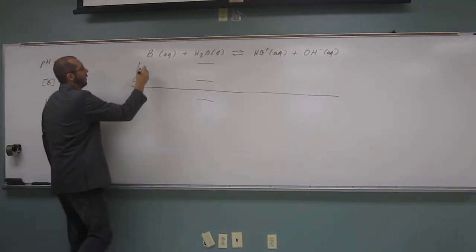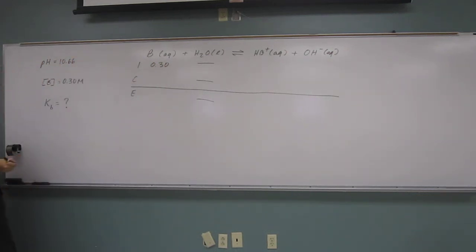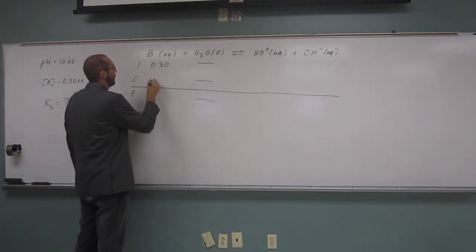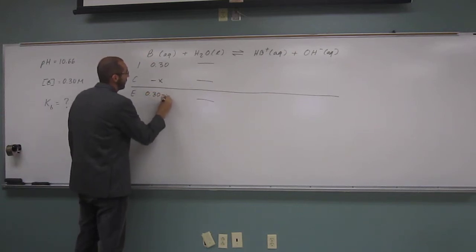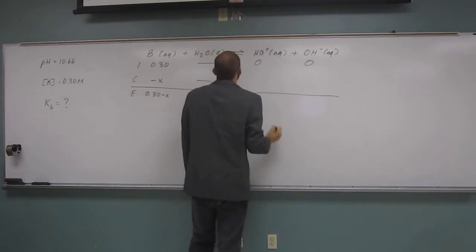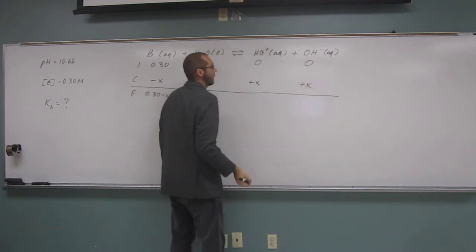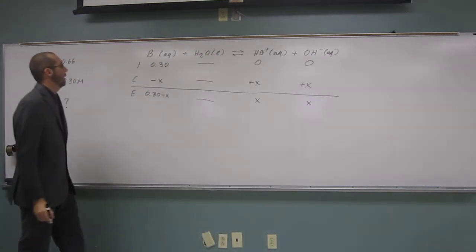The concentration of the base is 0.30. It's a weak base, so Kb is going to be very small, so we're going to be able to do the 5% rule on this thing. So let's just calculate everything else, at least as far as the ice table is concerned. 0.30 minus x. So we have 0 and 0 starting now. So this is going to be plus x, plus x, so x, and x, like that.